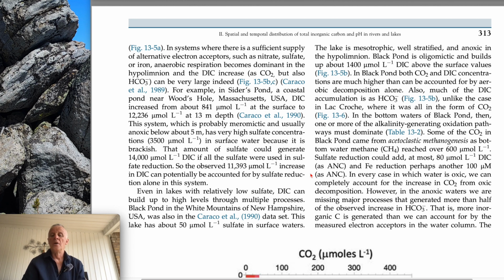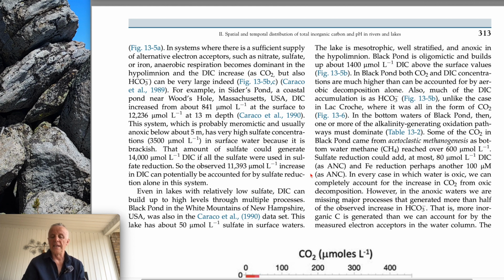Some of the CO2 in Black Pond came from acetoclastic methanogenesis, as bottom water methane, CH4, reached over 600 micromoles per liter. Sulfate reduction could add at most 80 micromoles per liter DIC as ANC, and iron reduction perhaps another 100 micromoles.